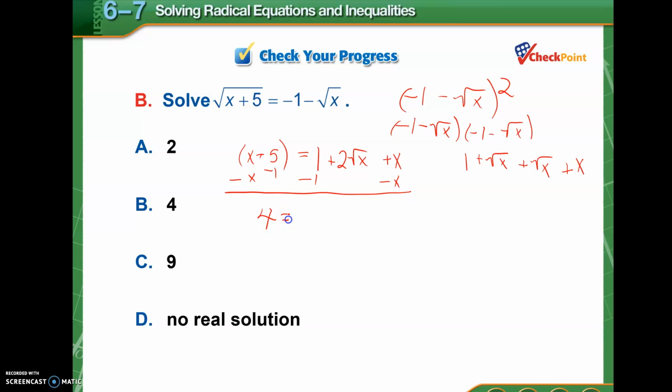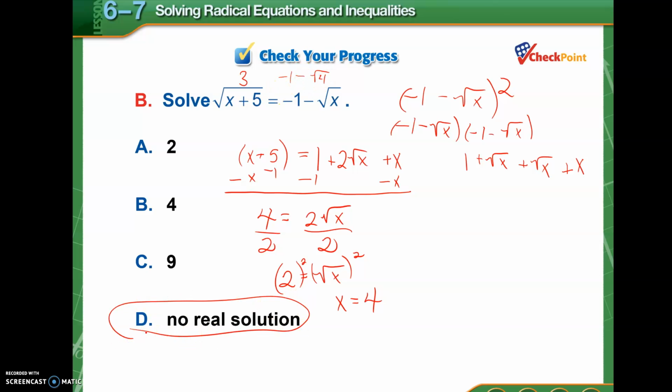I'm going to bring everything over, working this quickly, but hopefully you paused the video and tried it first, and now you're looking at the solution. So 4 equals 2 square root of x, then divide by 2. I get 2 equals square root of x, and then square both sides, so x equals 4. Then I want to check it. 4 plus 5 is 9, and the square root of 9 is 3. Does that equal negative 1 minus the square root of 4, which is 2, so negative 3? This one again is no real solution, but it doesn't mean every single one is going to do that.